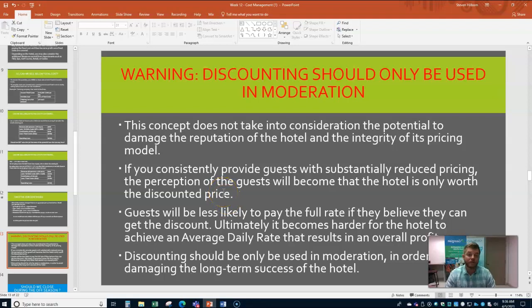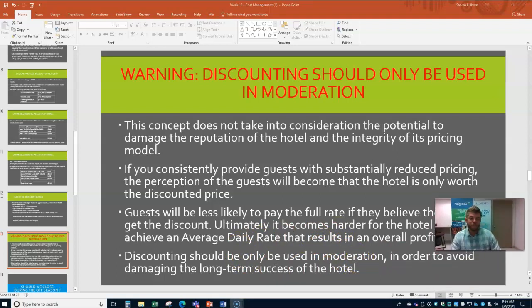And that's an issue with a lot of our hospitality and tourism, where they give a smaller price, and therefore that's the bar. Anything over that they feel is overpriced and they don't want to pay for it. So guests will be less likely to pay the full rate if they believe they can get the discount. Ultimately, it becomes harder and harder to achieve an average daily rate that results in an overall profit. So it should only be used in moderation. You should not be using it for friends and family. You should not be giving this rate out as often as you might.